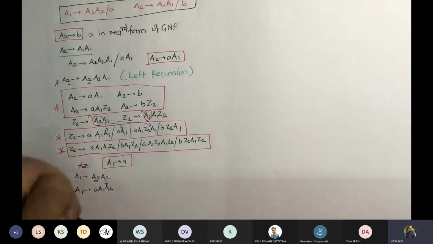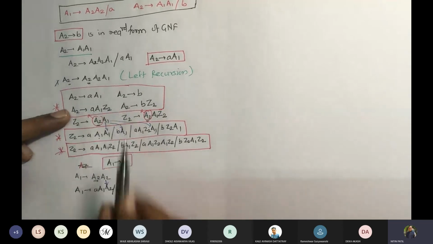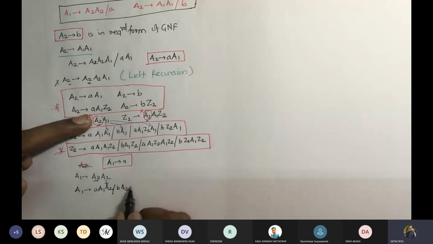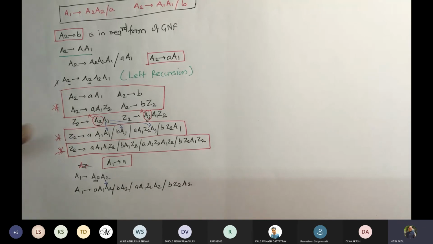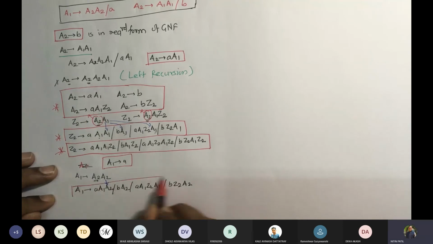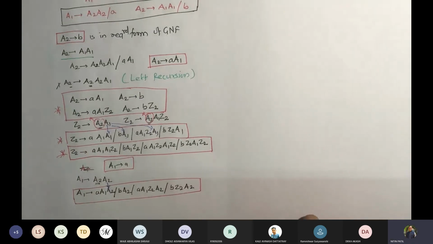We got A1, A2. Secondly, let me start writing this. Next value was B. So I will write BA2. Next value is A1, Z2, A2. And last value is B, Z2, A2. So now if you see carefully, all productions now are of the required form. Correct. And this is what the GNF conversion is.